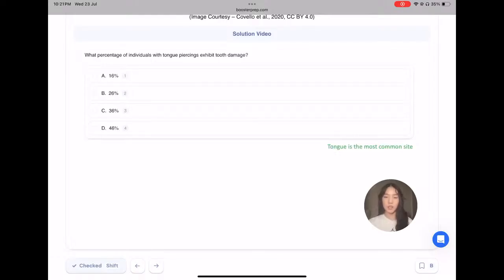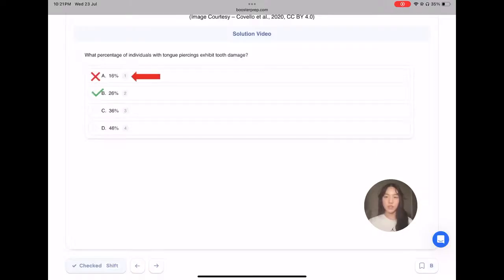Not only does the actual piercing come with complications, the process of placing the piercing is highly prone to causing infections and can even lead to life-threatening infections such as Ludwig's angina. One of the consequences is tooth damage, and this happens quite often in patients with tongue piercings. So our correct answer here is B, which is 26%.